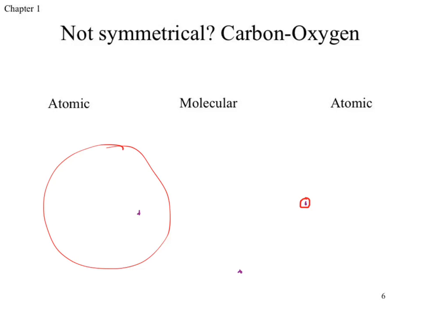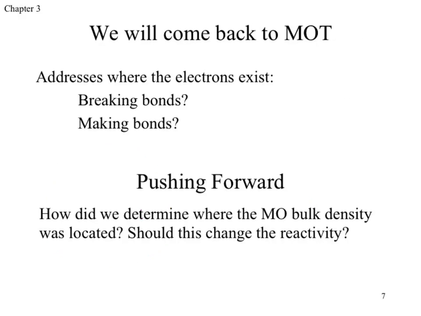Okay? So when we look at our molecular orbital theory, what we're trying to do is, again, always drive to that lowest energy state. We want the place where we can get the electron moving as much as possible. Okay? Questions? Okay. We will come back to it when we look at breaking bonds and making bonds.